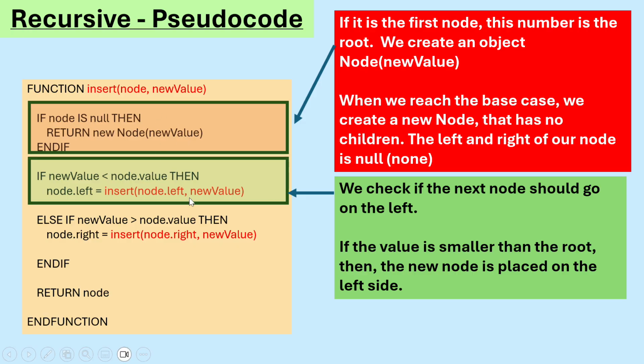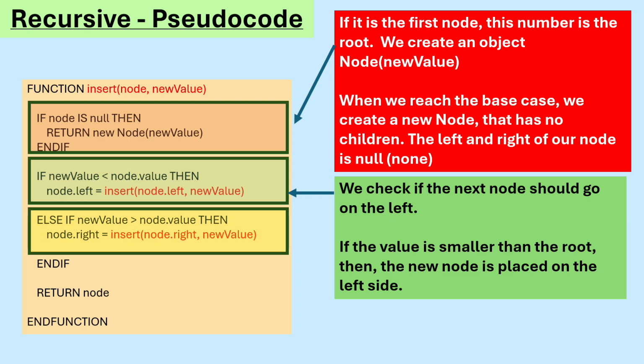Now, insert node.left. Now, this node.left is going to be repeatedly called, returned as node.left. So node.left is going to be repeatedly called until it's null. This part here, once it turns to null or none, it's going to now call the base. The base is going to return a new node. So this is where the new node is created. Remember, every time we create a new node, the new node would not have any children. So the left of it and the right of it is going to be null.